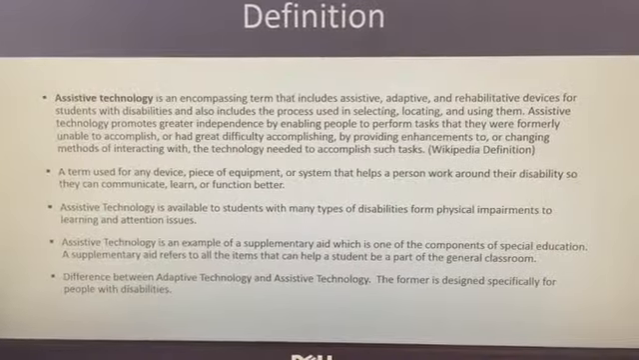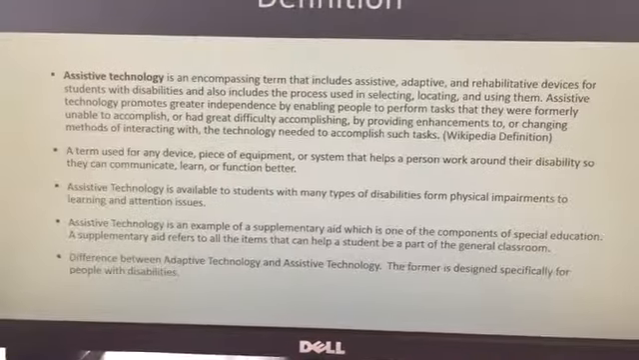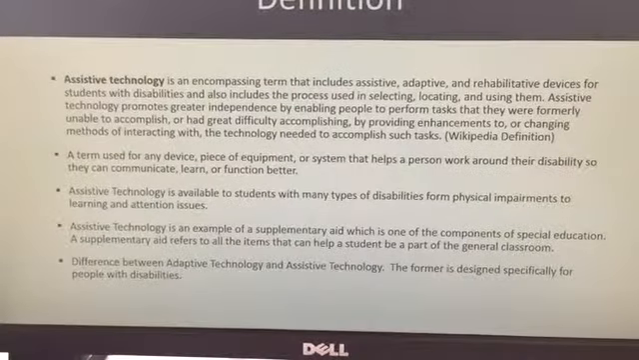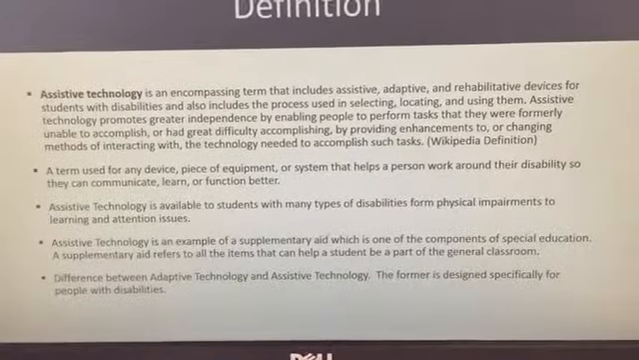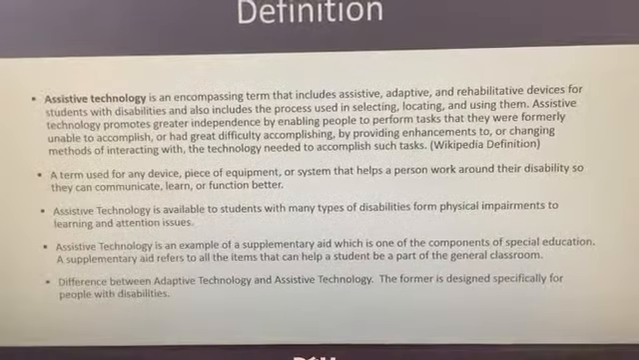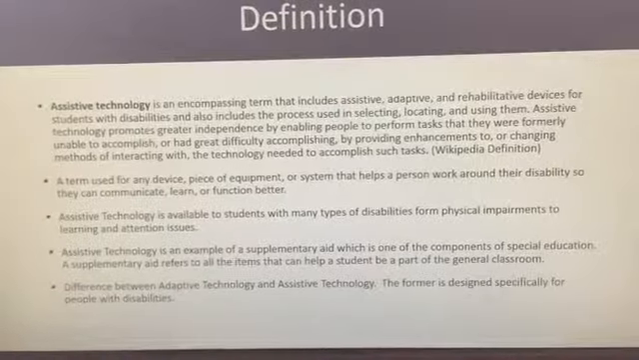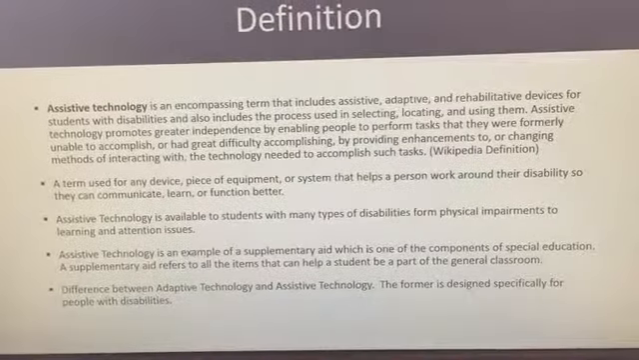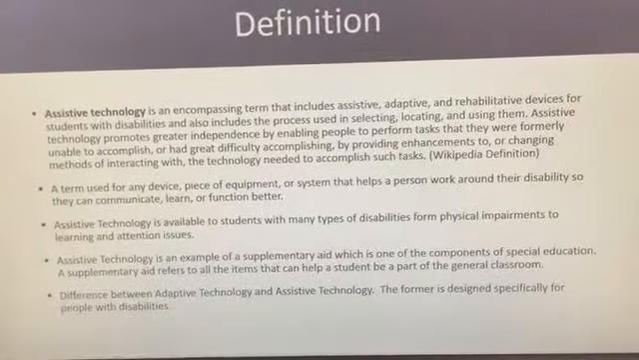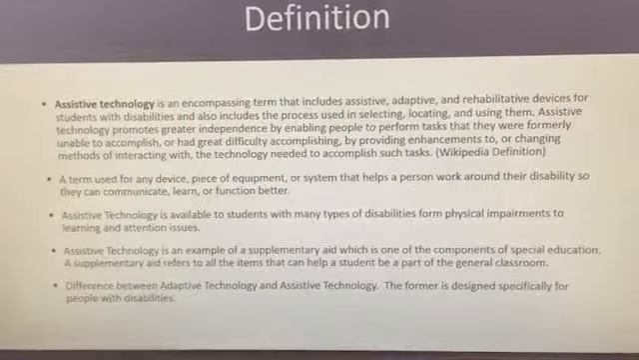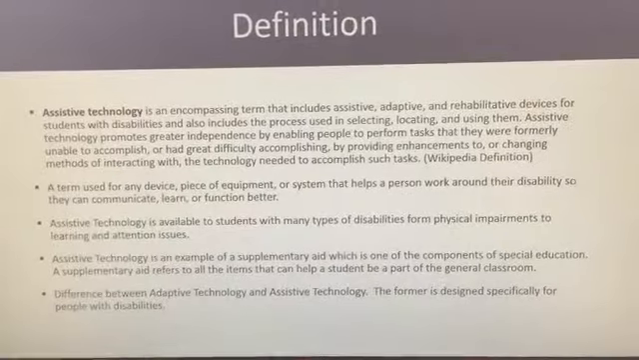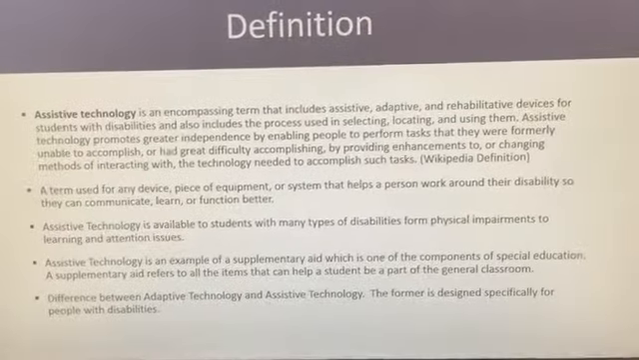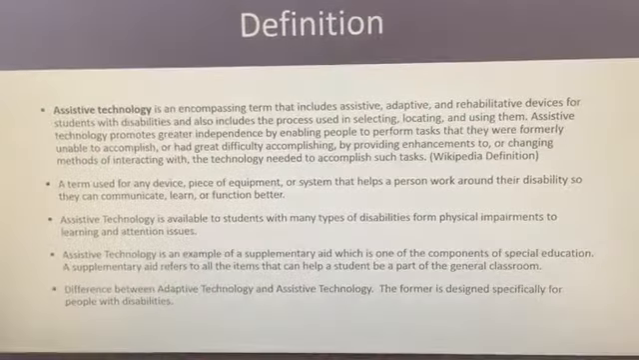So in layman's terms, it's pretty much anything that helps you do something that you couldn't have done otherwise, such as walk or communicate. One example that we see a lot is glasses. These help students read and see the blackboard better. And it's available for students with many types of disabilities, from physical impairments to learning and attention issues.